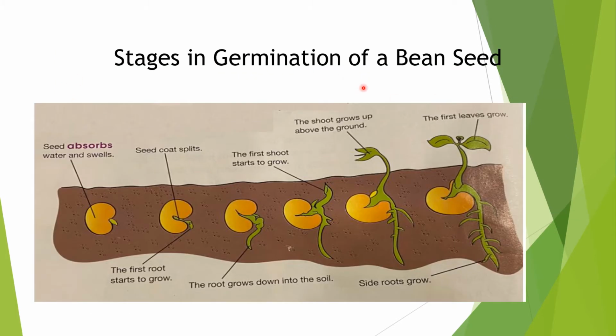These are the stages in the germination of a bean seed: the seed absorbs water and swells, the seed coat splits, the first root starts to grow, and the root grows down into the soil. Then the first shoot starts to grow, and the shoot grows above the ground. The side roots grow and the first leaves grow.